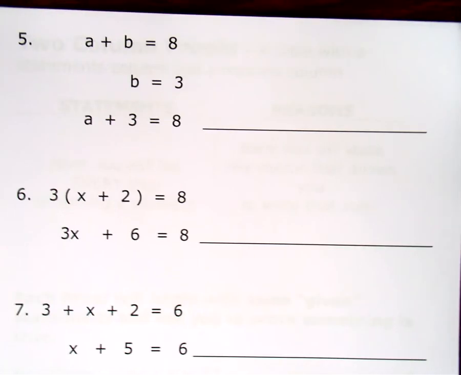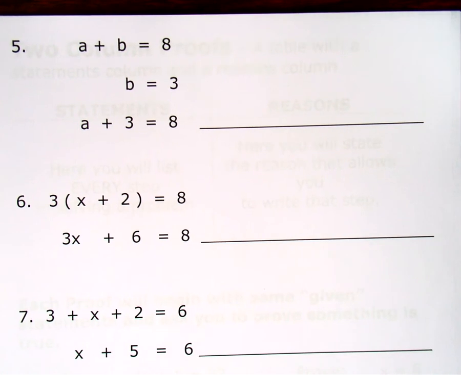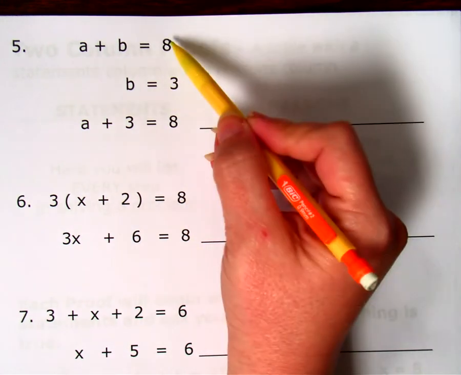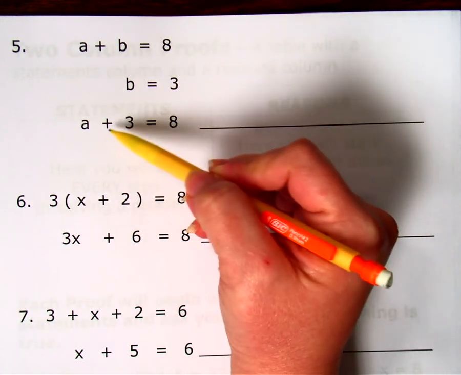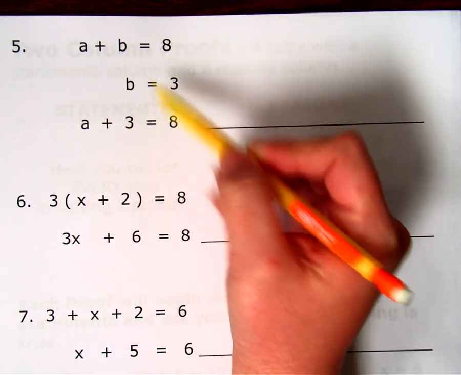All right, couple more. We have 3 more we're going to look at today. I have a plus b equals 8, b equals 3, and then it wants to know, knowing those 2 things, then how would I know that a plus 3 equals 8? So if I look at this, I have a plus b equals 8 on the first line, and then my third line is a plus 3 equals 8.